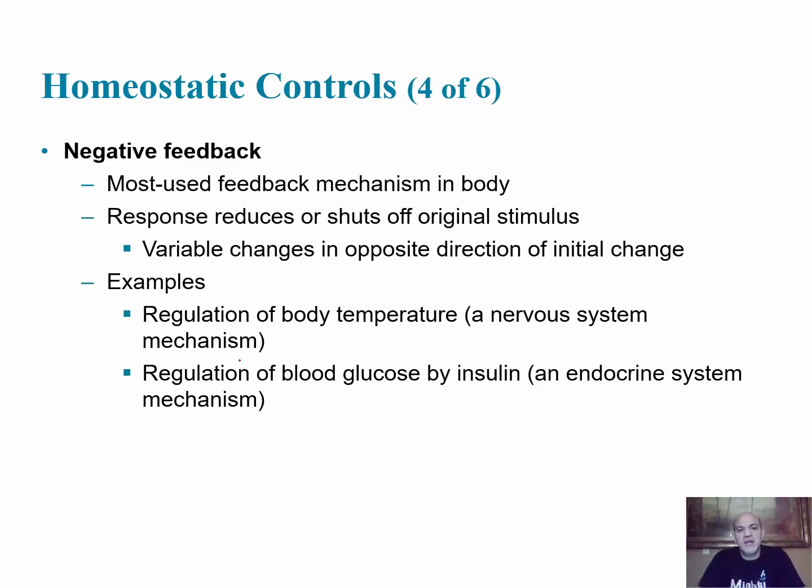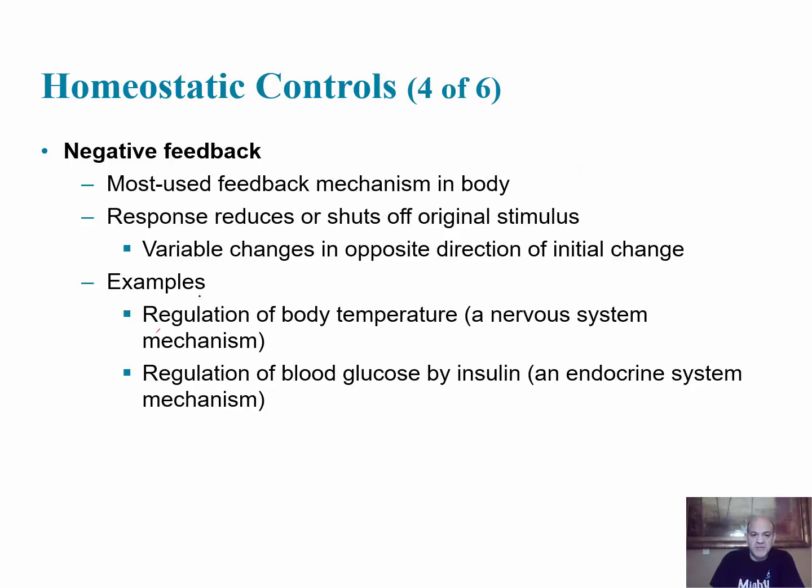So let's take a look at negative feedback first. Negative feedback is the most used feedback mechanism in the body. That's the most common. The response is going to reduce or shut off your original stimulus, and this is going to cause the variable change to occur in the opposite direction. So again, if your blood sugar is going too high, negative feedback would cause your blood sugar to come back down. The opposite is true: if your blood sugar is going too low, negative feedback would cause it to go back up.